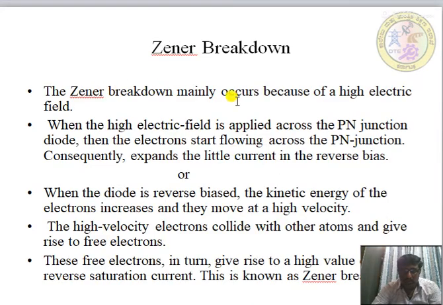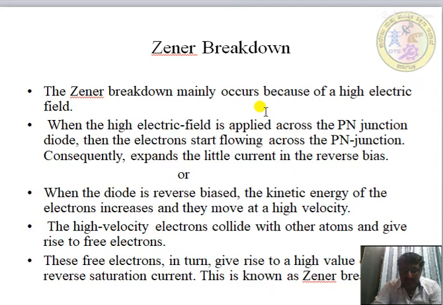Okay, so Zener breakdown. When does the Zener breakdown occur? Zener breakdown mainly occurs because of a high electric field. Whenever there is a high electric field, a Zener breakdown forms. When a high electric field is applied across the PN junction diode, electrons start flowing across the PN junction, consequently producing a small current in the reverse direction. It can also be defined as follows: when the diode is reverse biased, the kinetic energy of the electrons increases and they move at high velocity.